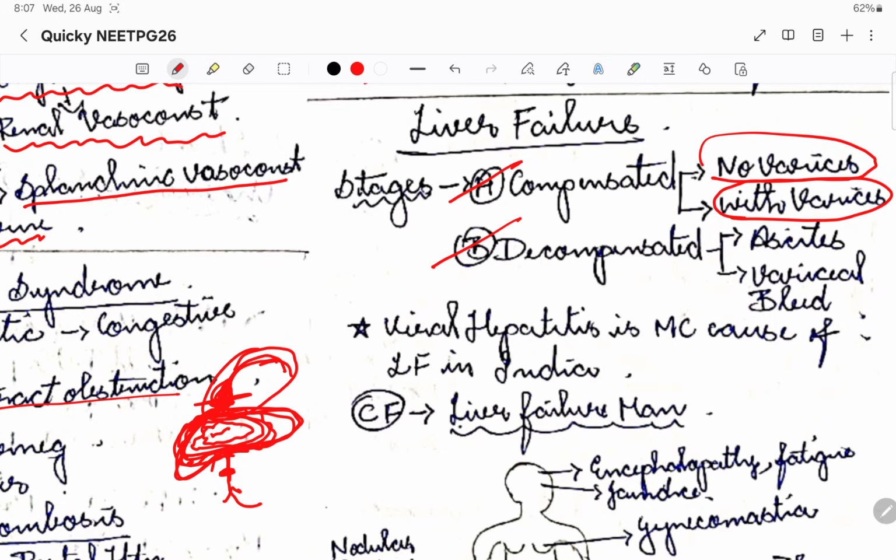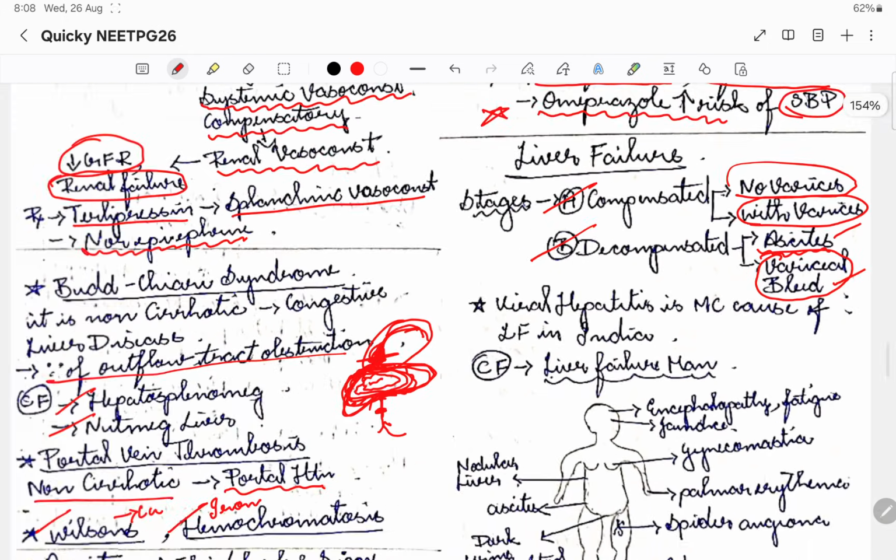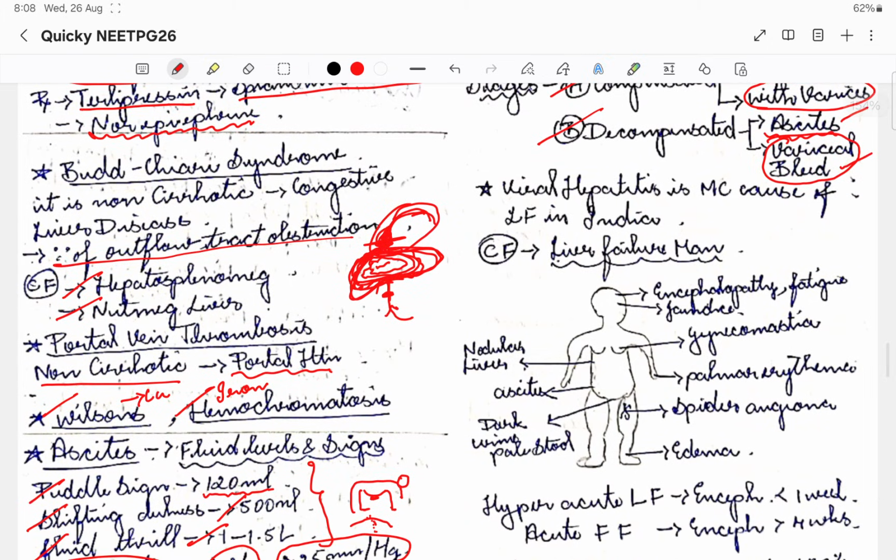Decompensated means it is an acute cause of liver failure. What happens is there will be increased ascites and also variceal bleed. In the compensated case it was only the varices that we were trying to decide from, but here it is going to be a complicated case, so that is why ascites will be there and variceal bleed will be there. Okay, so this is the decompensated case of liver failure. The most common cause of liver failure in India is viral hepatitis. It is not alcohol, it is the viral hepatitis that is causing it.